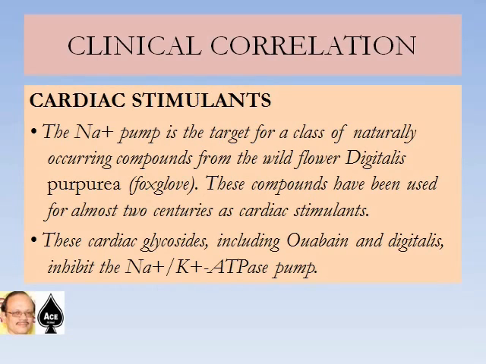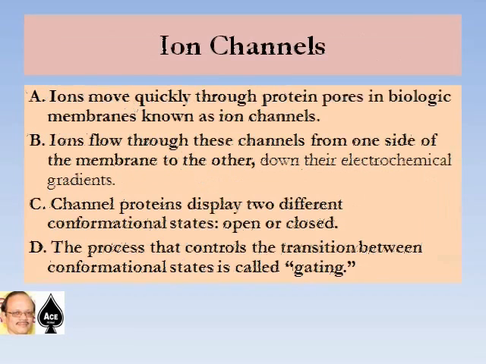Clinical correlation of this concept: cardiac stimulants. The sodium pump is the target for a class of naturally occurring compounds from the wildflower Digitalis purpurea, or foxglove. These compounds have been used for almost 2 centuries as cardiac stimulants. These cardiac glycosides, including ouabain and digitalis, inhibit the sodium-potassium ATPase pump. Ouabain is a poison found in a plant glycoside.